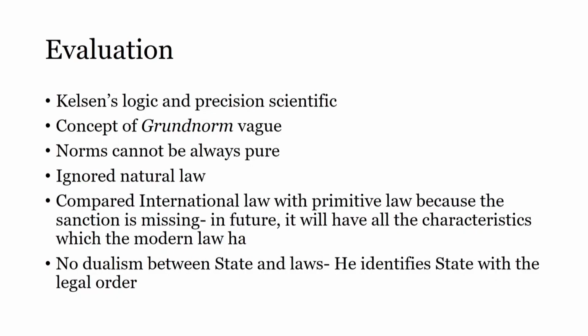After the Second World War, when the New World Order was created, when the United Nations was created, thereafter, gradually international law started to incorporate the sanctions in it. So, at that time Professor Hans Kelsen was right when he said that international law was like primitive law because there was no sanction, but he said that in future it will have all the characteristics which modern law has. So, he had predicted, and his prediction stands true, that international law in future will have some kind of sanction. He says that there is no dualism between state and the laws.